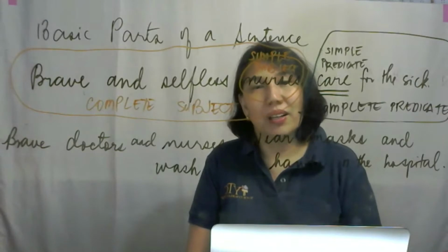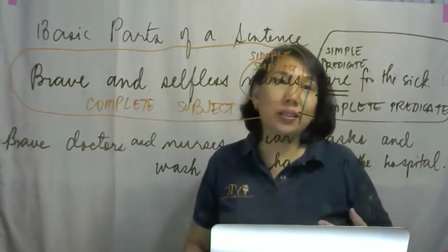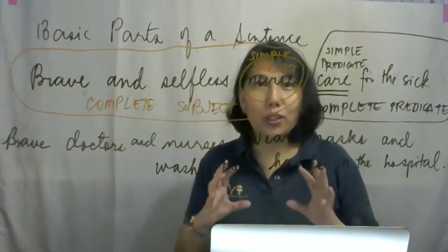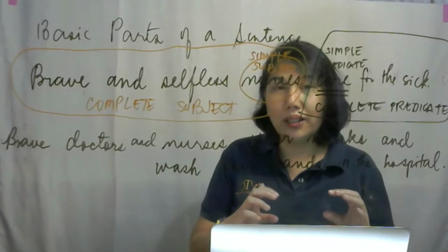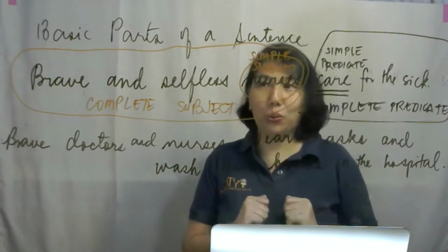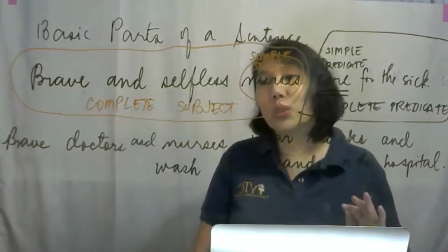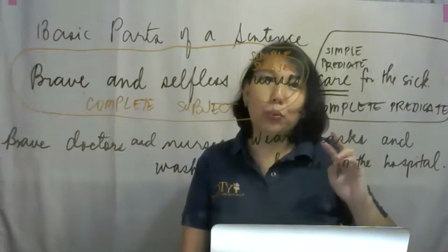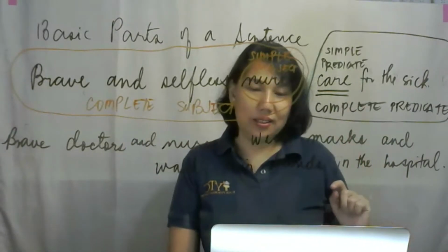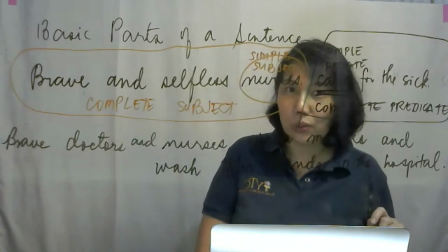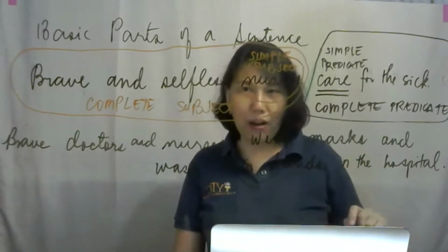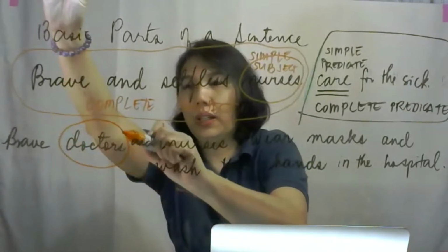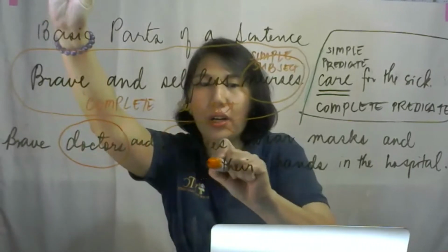When we say compound subject, you are talking about two or more topics. You are talking about two or more nouns, two or more pronouns. In this sentence, we are talking about not one, but two nouns. So we have two topics in this sentence. What are the two topics in this sentence? We have the doctors, and we have the nurses.